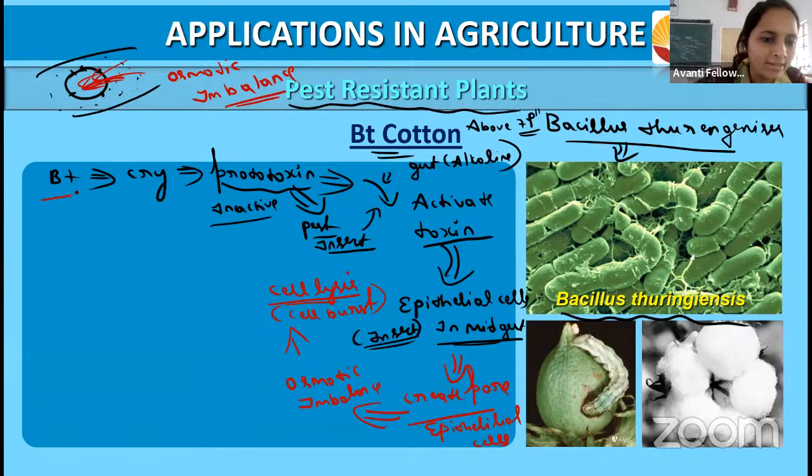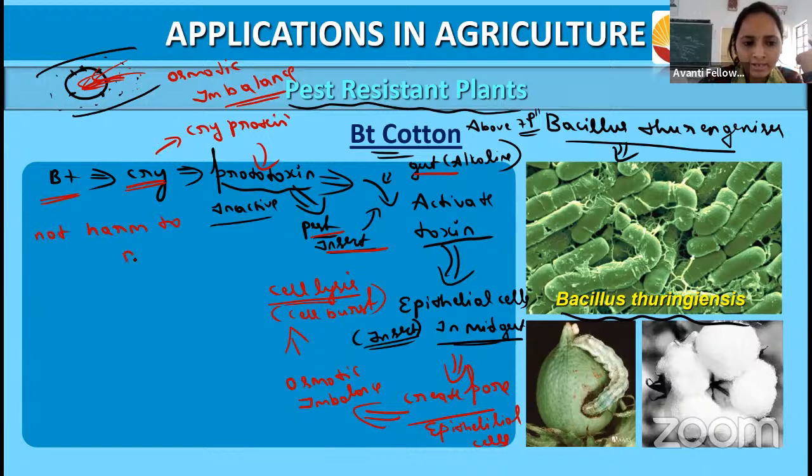See here, Bacillus thuringiensis. From the Bacillus thuringiensis bacteria, we are taking the cry gene. What is the importance of that cry gene? It is going to produce some cry protein, or we can call it the prototoxin. Whenever it is in the bacteria, it is inactive, so it does not harm the bacteria.